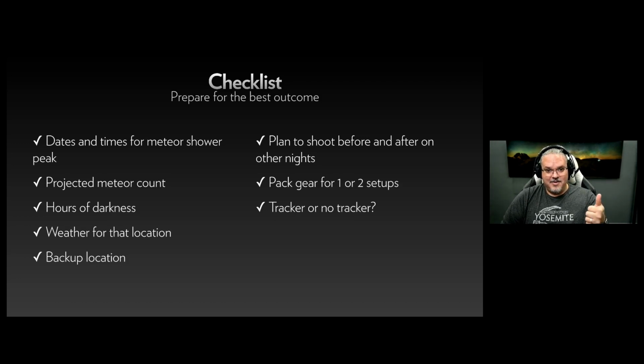You need to know what the projected meteor count is going to be so that you understand whether this is something that you want to commit to. You need to know how many hours of darkness there are going to be. What's the weather going to be? We check the weather constantly. You need to have a backup location just in case, right?